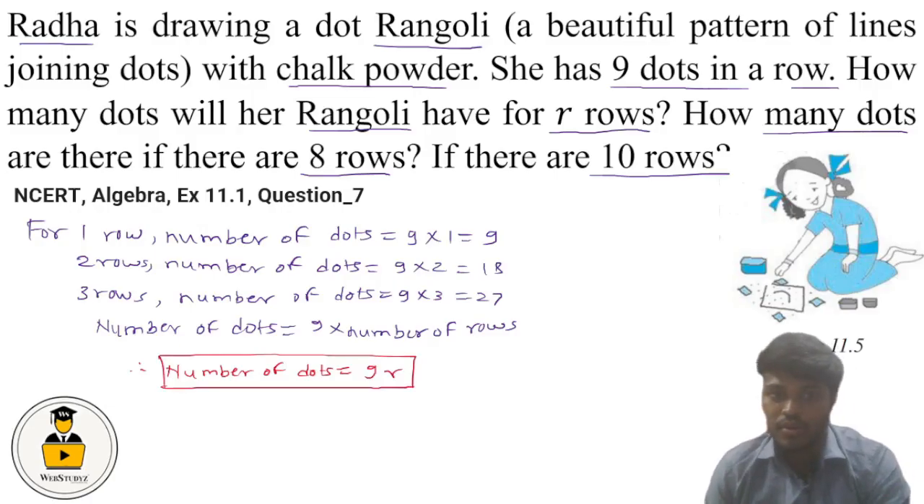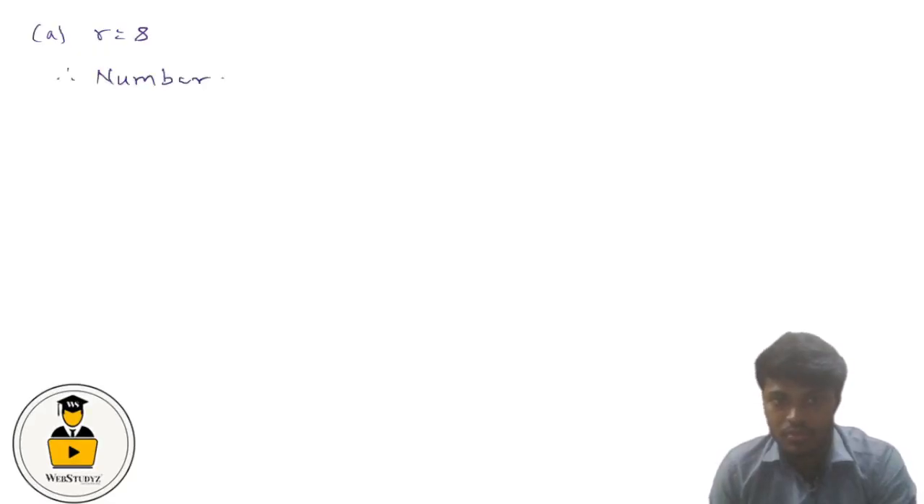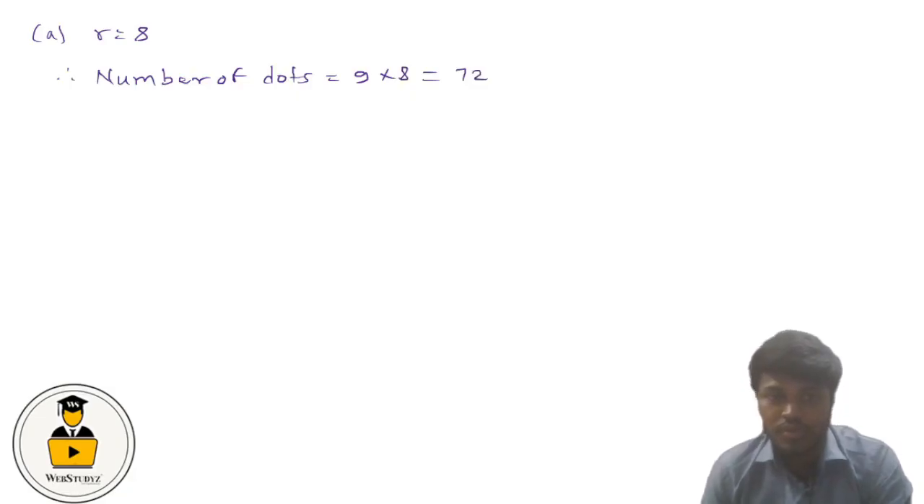Now that we have found the total number of dots present in the rangoli, let us consider if we have 8 rows, how many dots will there be. In the first case, we are given r is equal to 8. Therefore the number of dots will be 9 into, in the place of r we replace it by 8, so it will be 9 into 8, which is 72. So if our number of rows is 8, then the total number of dots will be 72.